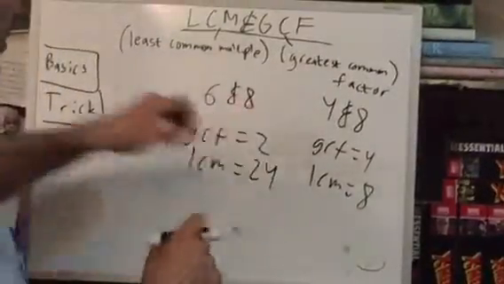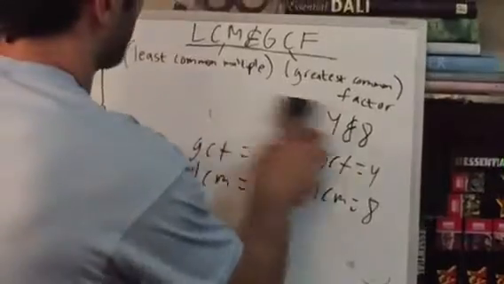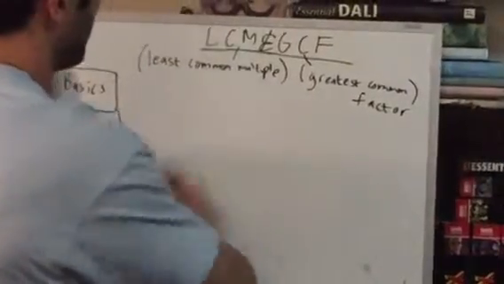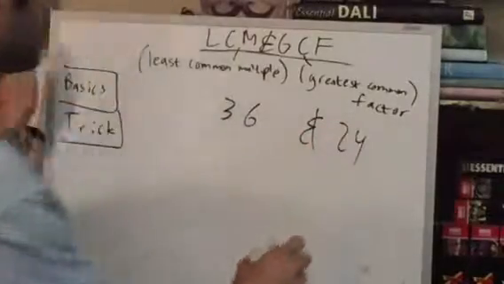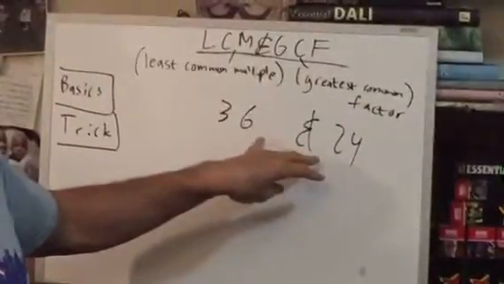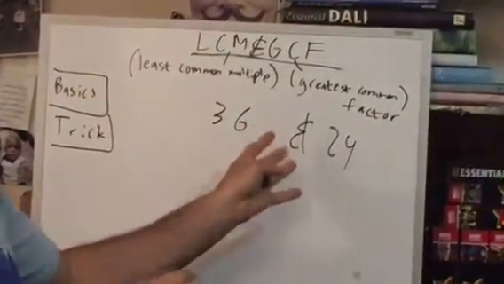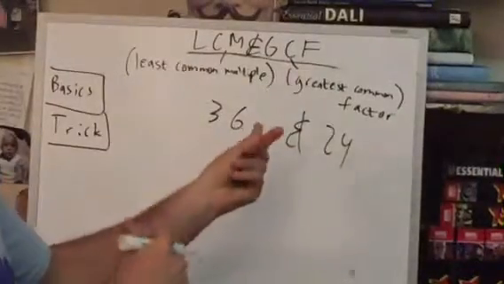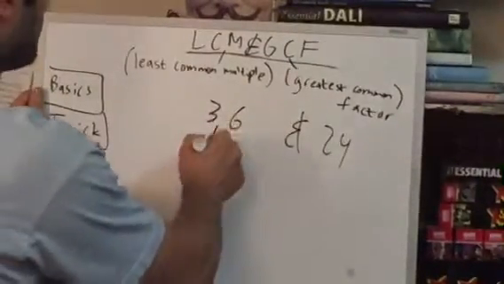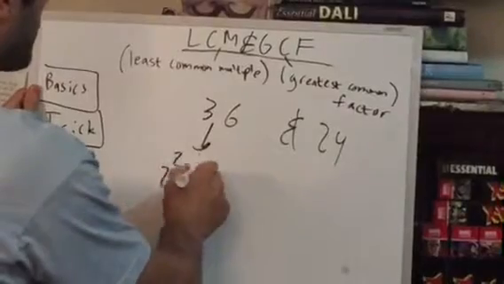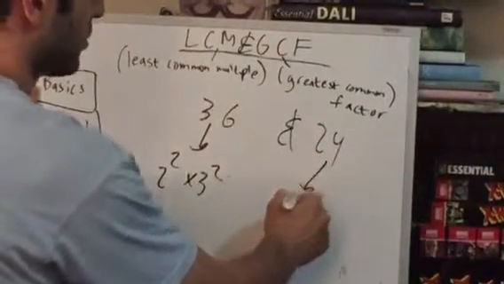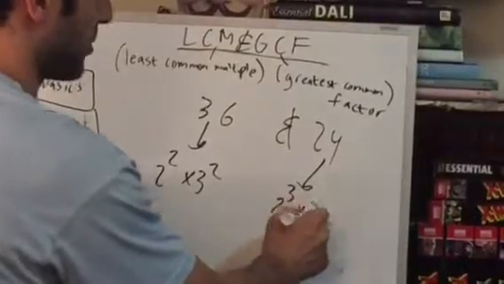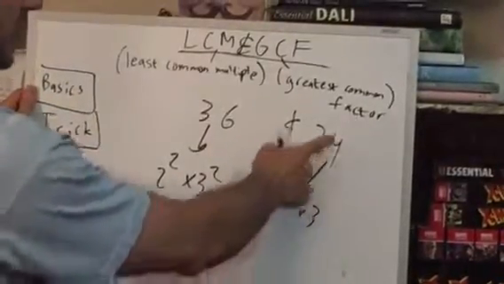All right, so that's some basics. So let's say you want to find the LCM and GCF of these two numbers. Using your prime factorization skills from the previous videos, you should know that this is going to be 2 squared times 3 squared, or 4 times 9. And this will be 2 cubed times 3, or 3 times 8.